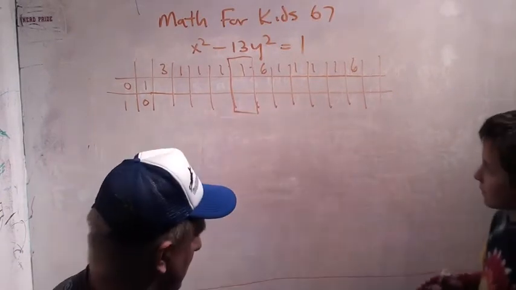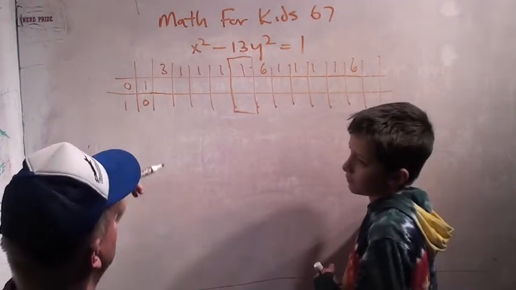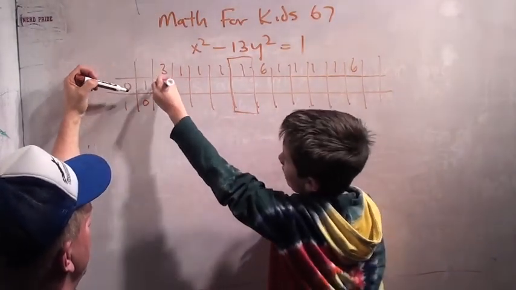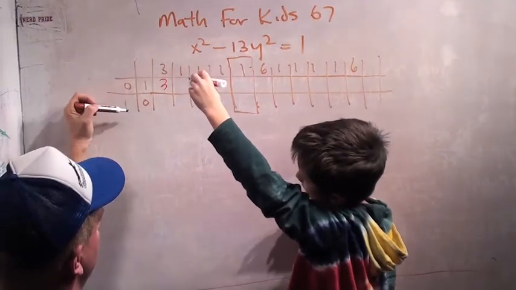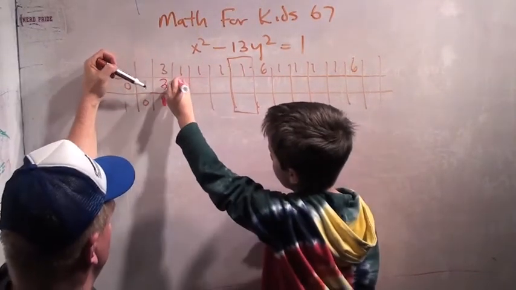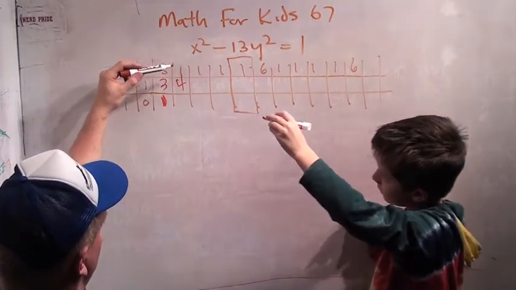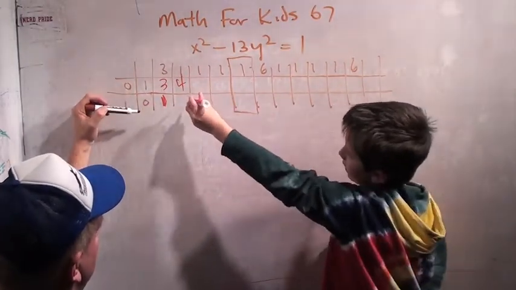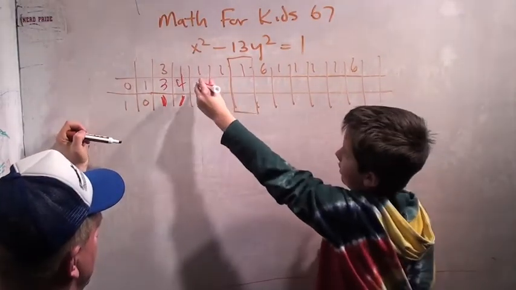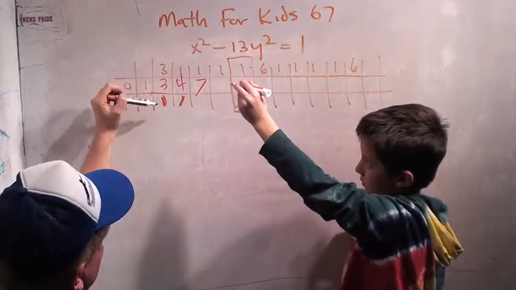Let's put it in. Okay, so now make sure you reach long so you're not blocking. 3 times 1 plus 0 is? 3. 3 times 0 plus 1 is? 1. 1 times 3 plus 1 is? 4. Okay, back up a little. 1 times 1 plus 0 is? 1. Good. 1 times 4 plus 3 is? 7. 1 times 1 plus 1 is?